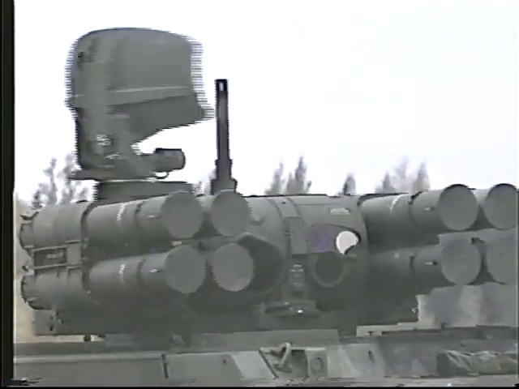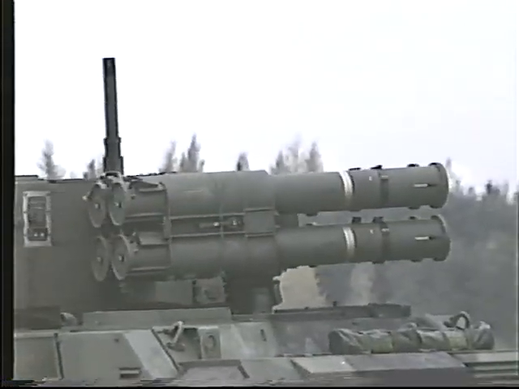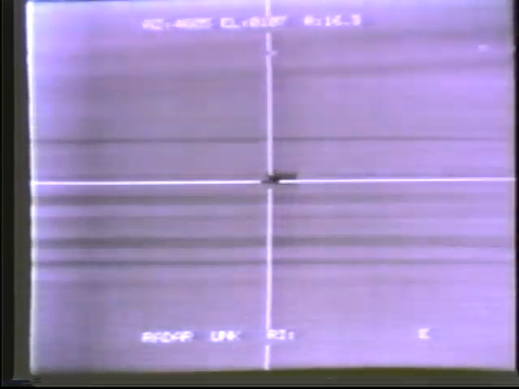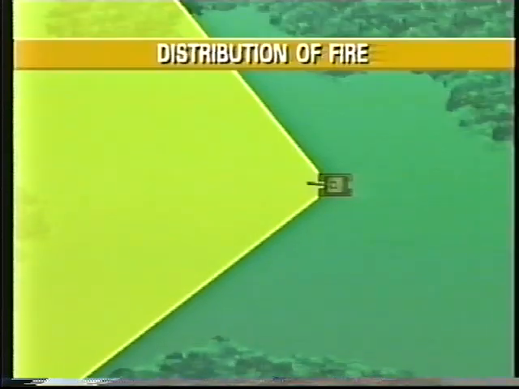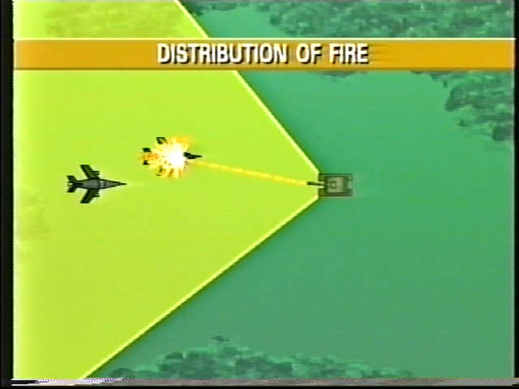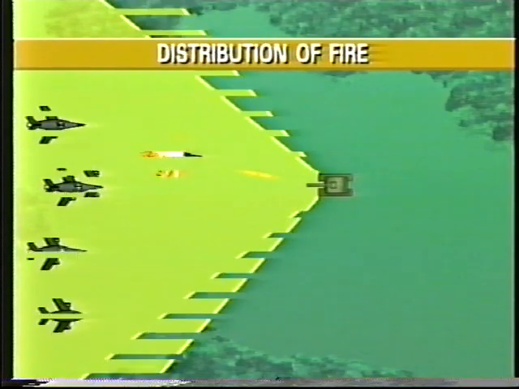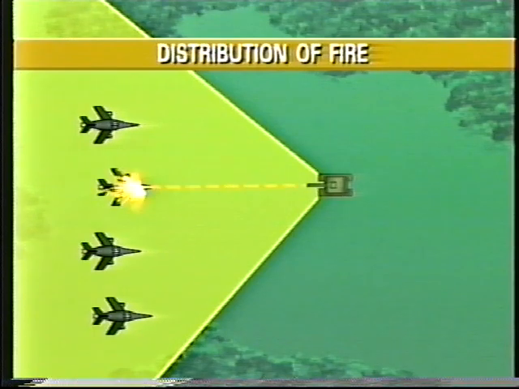The short time available to conduct engagements normally makes it necessary to apply the weight of fire on the first target entering the weapon's primary arc. In a line-astern attack, the lead aircraft within the primary arc receives the weight of fire, while in a line-abreast attack, the weapon engages the aircraft nearest its center of arc.